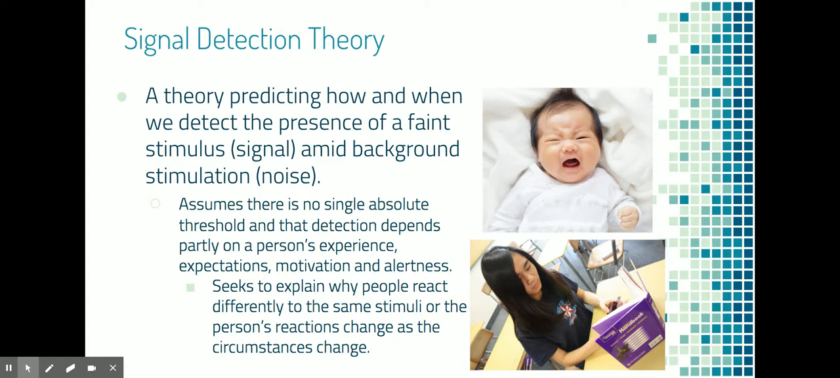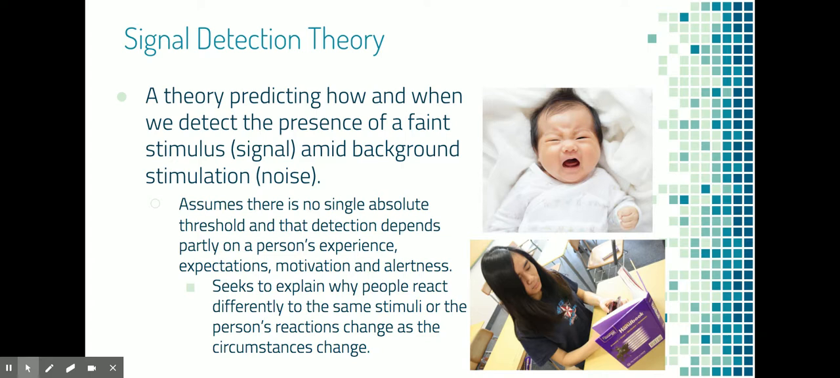That bottom picture, as a high school teacher, I'm probably more apt to be able to hear subtle noises related to phones or to see things that look like phone use during class than someone that does not have my same level of classroom experience. And that's because I have the experience and the expectation and the alertness to look for those things.